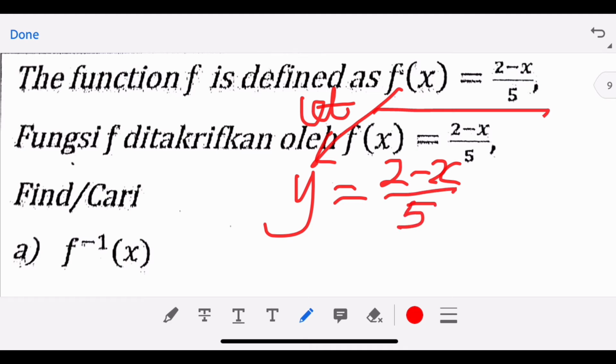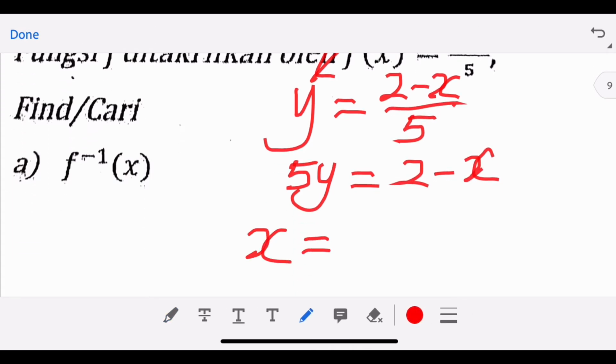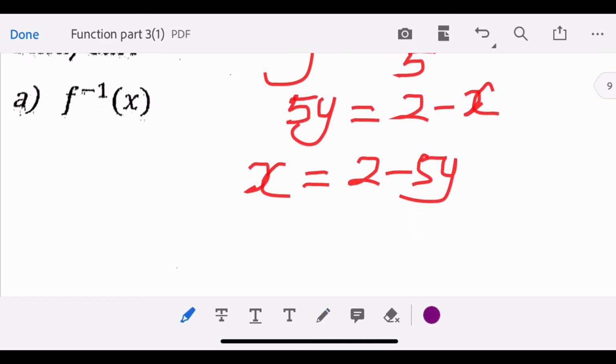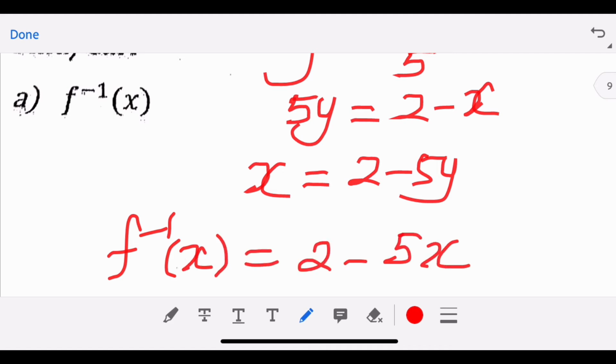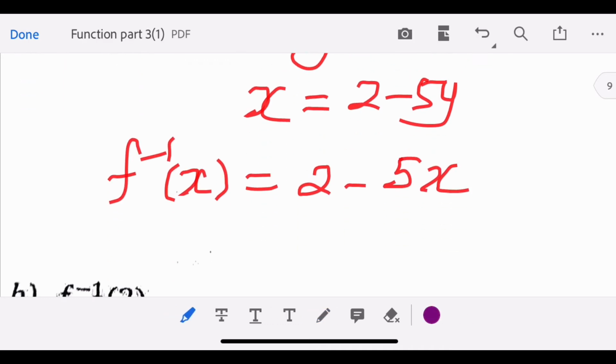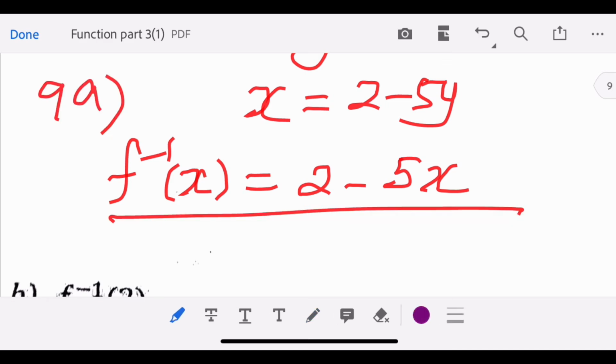So I have to find x as the subject. That means x will be, I shift to the left, 2 - 5y, right? So finally, you must write your inverse of f is actually 2 - 5x. Preferably write this answer. So this is the answer for 9a.